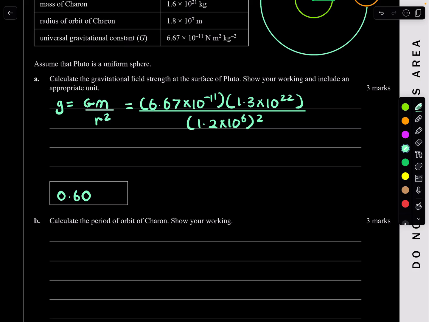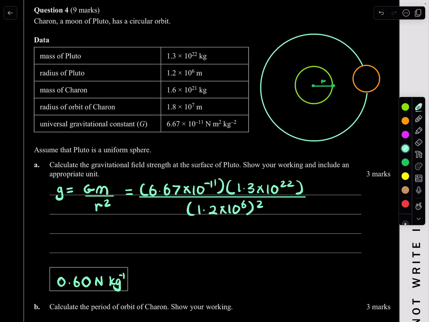There are 2 units for gravitational field strength. It's the same as acceleration. We can write it as meters per second squared, or we can write it as what else? We know that force is equal to mass times acceleration, and so we can write it as Newton per kilogram. And that's it. We can also write it like that. Any way you write it still gives you the same answer. Either way, you would still get full marks.